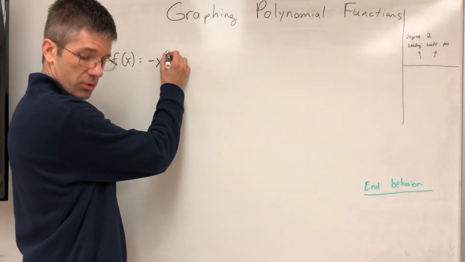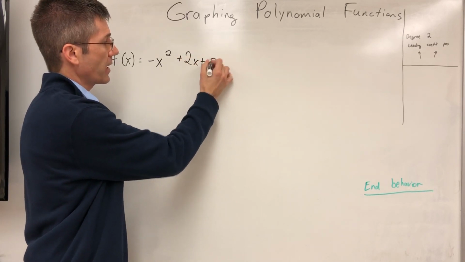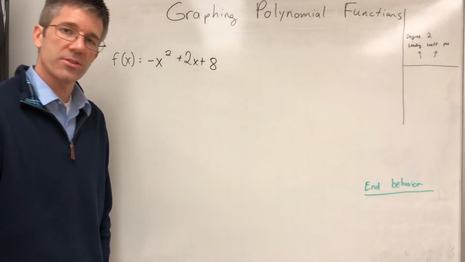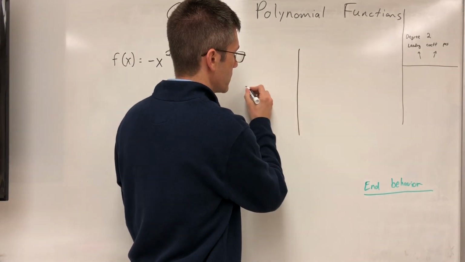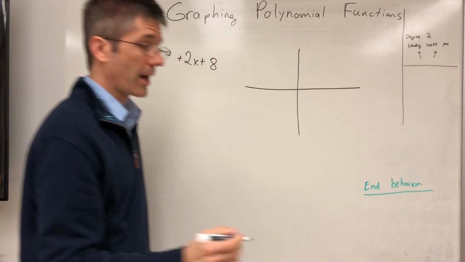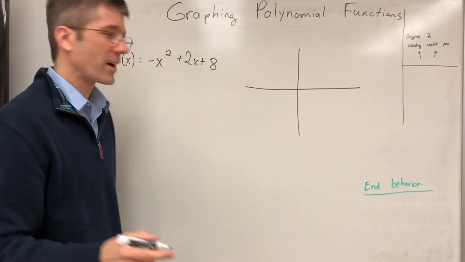Negative x squared plus 2x plus 8. Okay, let's start factoring. Now, by the way, this one's going to be a little bit crazy. Also, by the way, I just skipped the problem. So I said we're going to do 6 total. I just skipped one. We're down to 5.